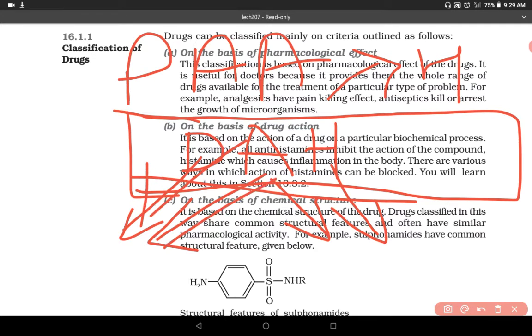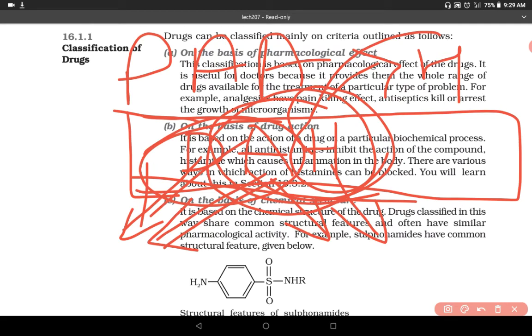Drug action. What is the main thing in this drug action? And antihistamine acts on what? Histamine only. That's the thing.